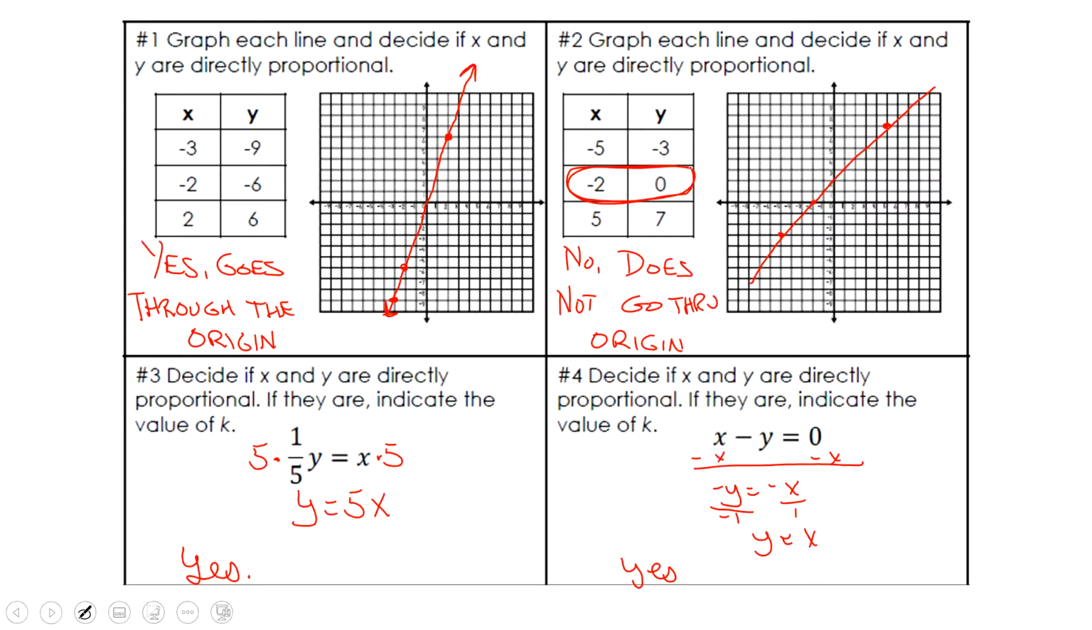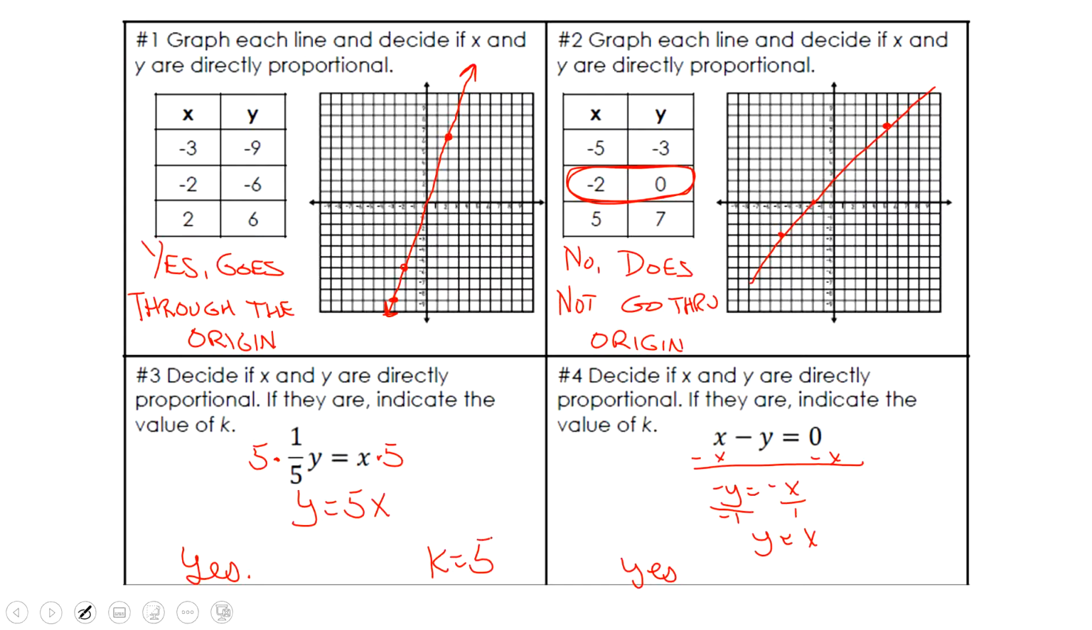Question 3, we have to solve for y. I have 1/5 y, so to get y by itself, I'm going to either divide by 1/5 or multiply by 5, whichever is easier for you. I multiplied by 5. So that leaves me with y equals 5x. So yes, they are proportional, and here I forgot to put it as an answer, k equals 5.